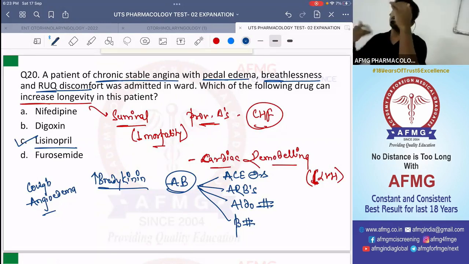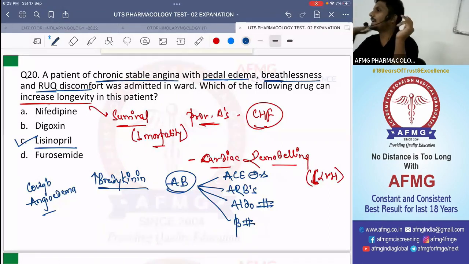There will be increased levels of bradykinin, and that can lead to symptoms or side effects like cough and angioedema in the patient. No issues with this, anybody? But these cough and angioedema are not seen with drugs like angiotensin receptor blockers, like your sartan drugs. No issues till now, anybody? And this is lisinopril.